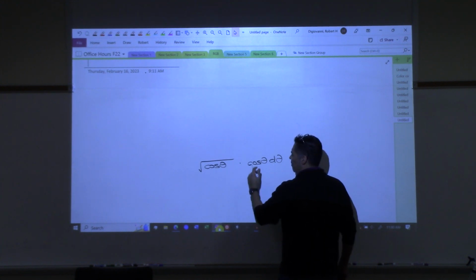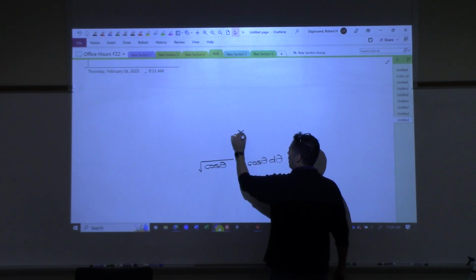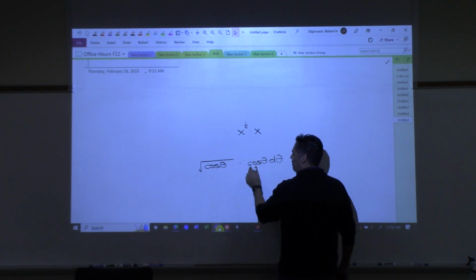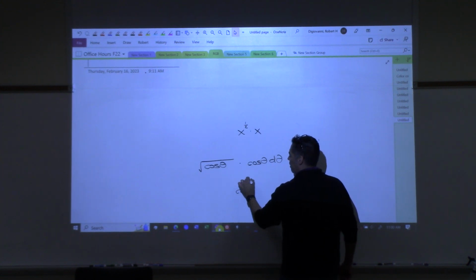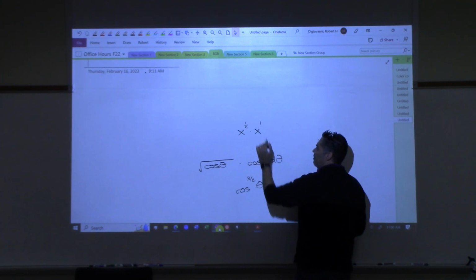Was one of them on the bottom? No, they were both in the numerator. Like this? Yeah. Okay, then you look at this as being the same as x to the half times x, so you would add the exponents. So that becomes cosine to the 3/2 theta, because you're adding 1/2 and 1 together.